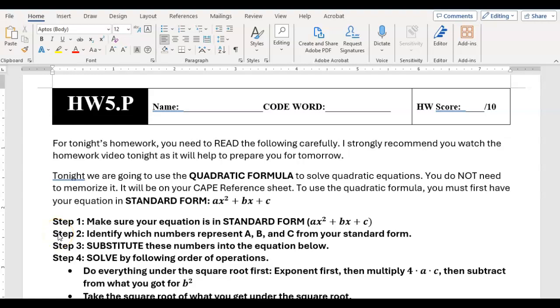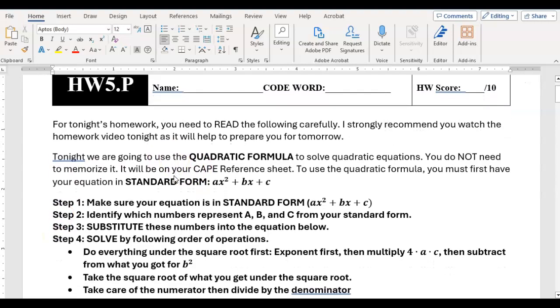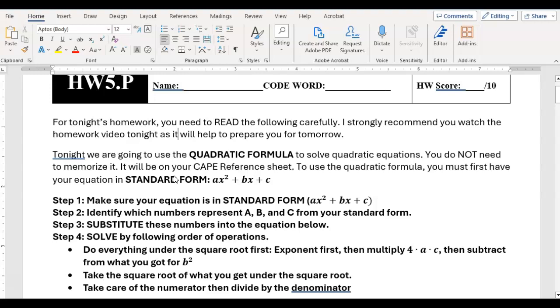Hey everyone, welcome to your homework for tonight. Your homework for tonight is going over the quadratic formula and how it's used.